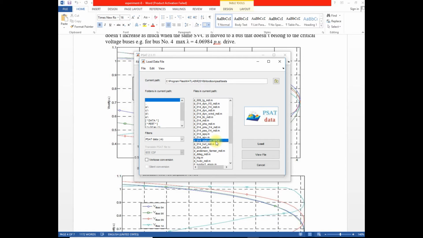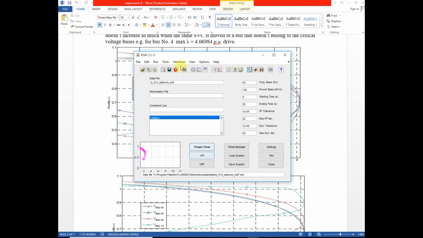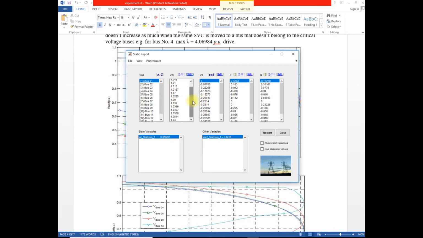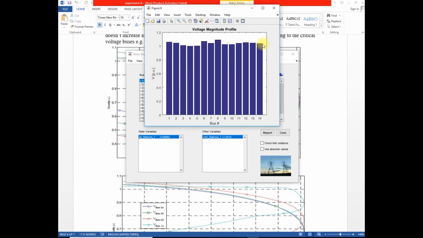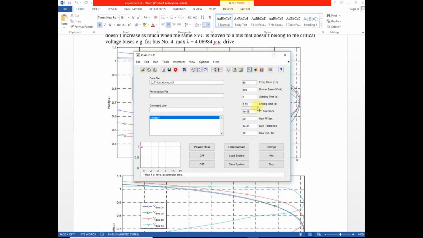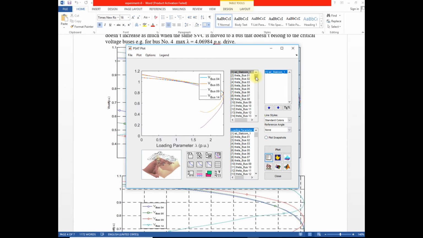So here we select the IEEE 14 bus STATCOM model, load this, run this continuous power flow, and you can see here the voltage profile graph at bus number 14. At bus number 14 the voltage is increasing up to the level of 1 per unit, as well as you can see this plot of voltage versus loading parameter at bus numbers 4, 5, 9, 14, and plot this here.